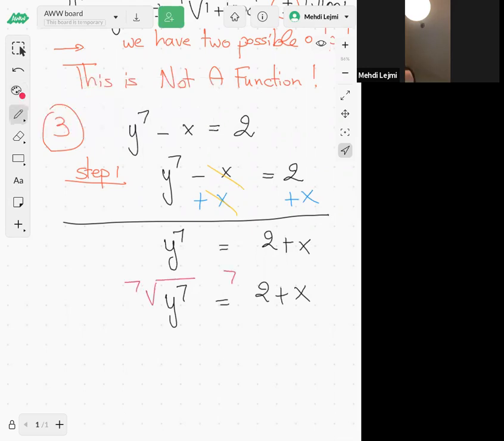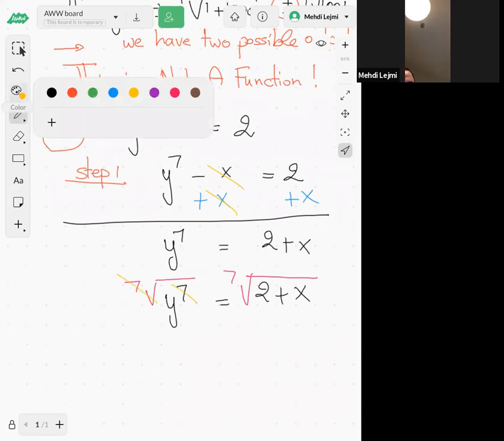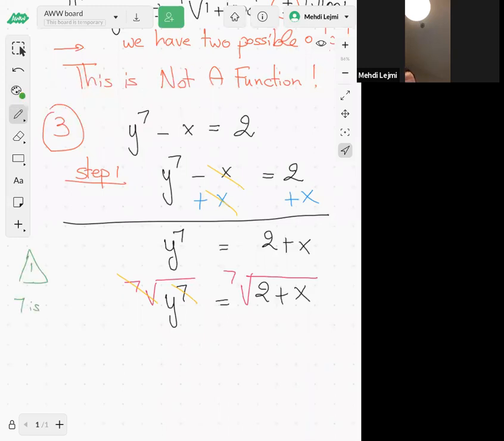And we have to do exactly the same thing on the right side because, again, it's an equation, right? So whatever you do on the left, you do exactly the same on the right, or whatever you do on the right, you do exactly the same on the left. So then this 7th root with the power 7 cancel out. And because 7 is odd, there's no plus or minus, okay? And so it's just y equals the 7th root of 2 plus x. So I got my y.